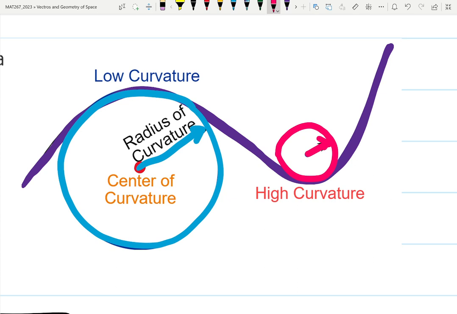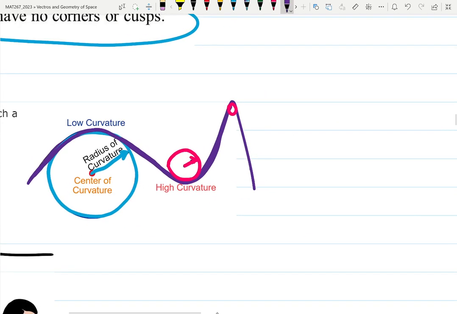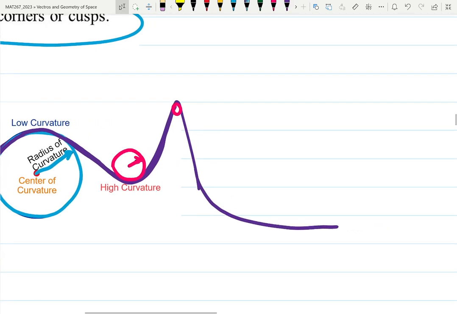For example, imagine you're hiking, right? A smooth hike has a big radius of the circle. This is a hard hike, so the small circle indicates high curvature. It's curved highly. And then look at this drop. Let's see how tiny the circle will be here. Here, how small it is. That is very curved, so it's going to be high curvature. Isn't that cool?